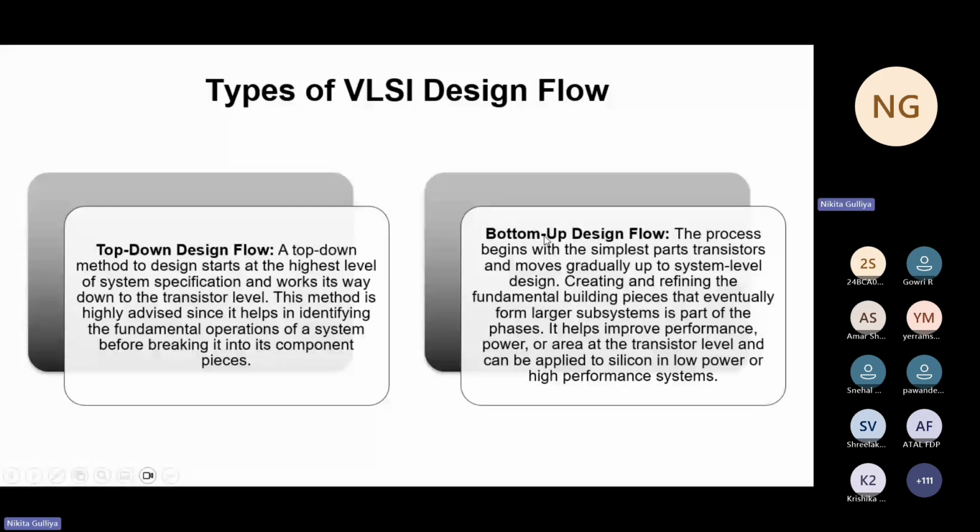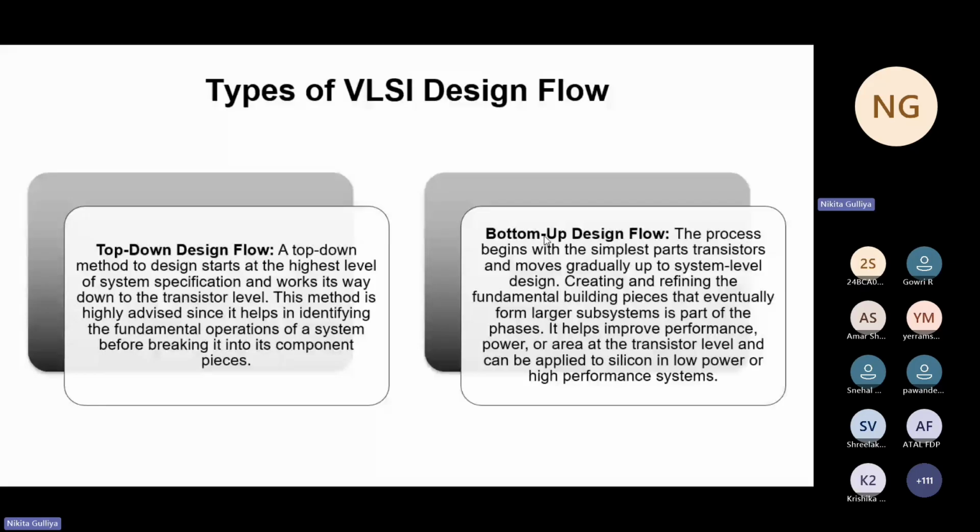Now, let's look at the two main types of VLSI design flow. The first one is the top down design flow. In this approach, the design starts at the system level. We first define what the entire system should do, then gradually break it down into smaller blocks, modules, and finally into transistor level implementation. This method is widely used in industry because it helps us clearly understand the functionality before focusing on low level details.